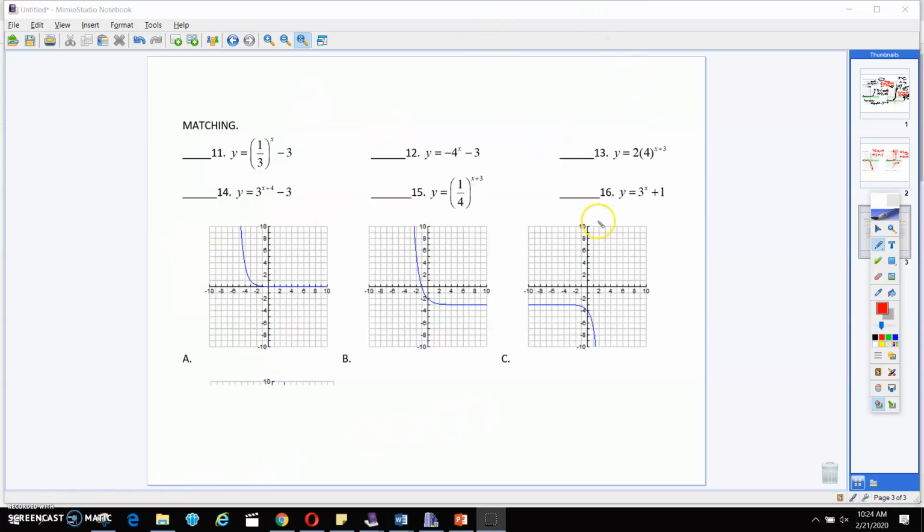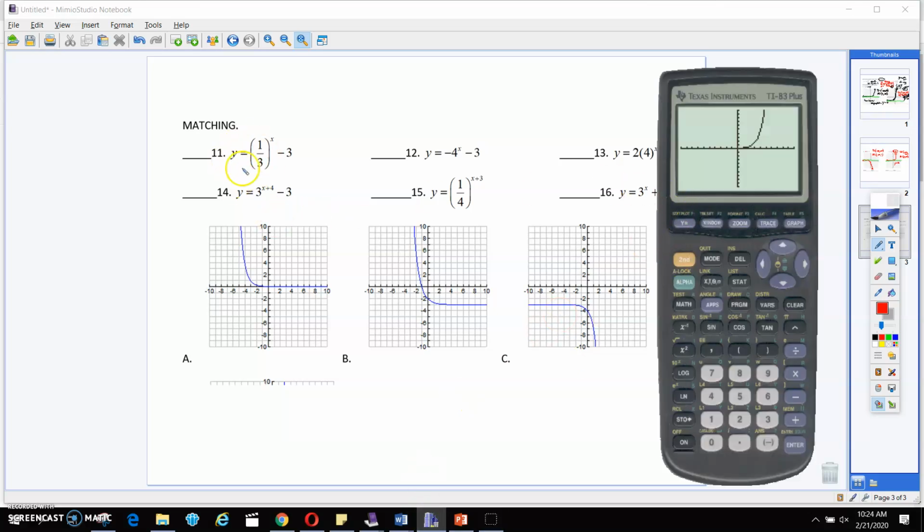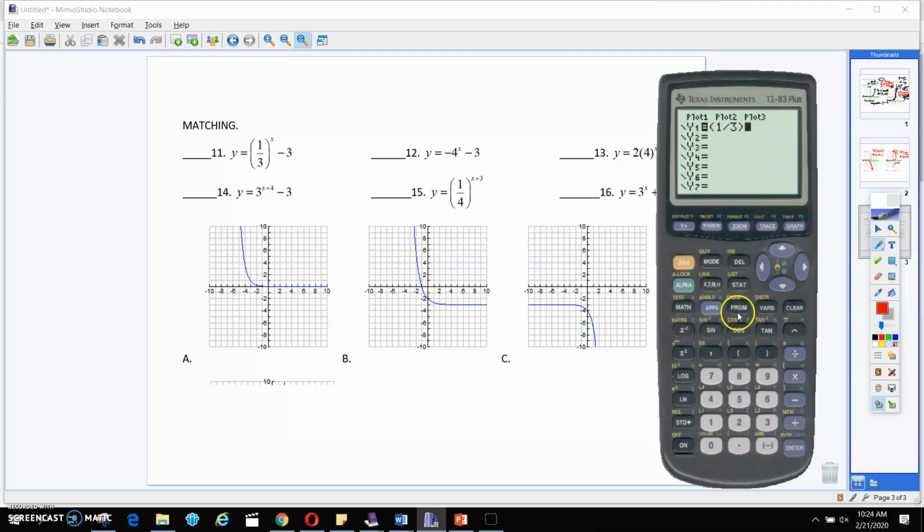So this is a lot like what your quiz is going to look like. It's going to say matching, and here's all that you're going to do. You're going to say, all right, I'm going to take this first equation, I'm going to put it into my calculator. Okay, and the hardest part is actually typing it in, so I would practice that at home. When you hit graph, it's going to look like this. Well, which one does this look like? B. So on 11, it's going to be B.